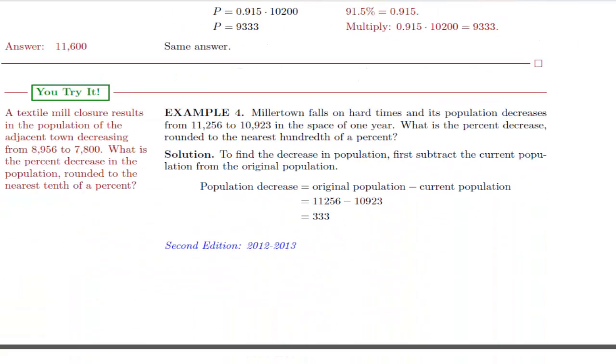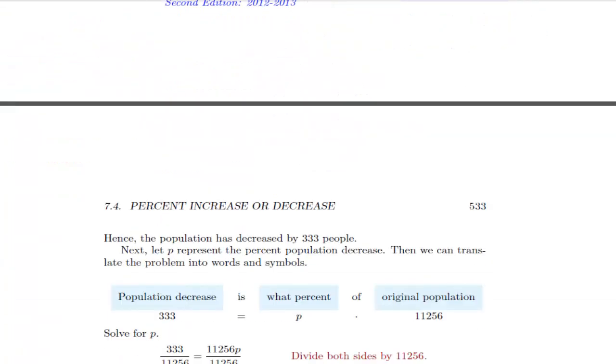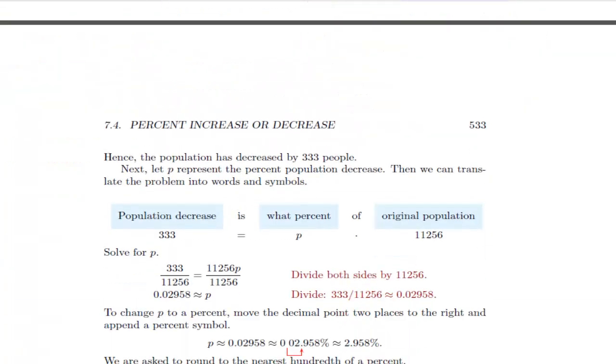Example 4. Millertown falls on hard times and its population decreases from 11,256 to 10,923 in the space of 1 year. What is the percent decrease, rounded to the nearest hundredth of a percent? Solution. To find the decrease in population, first subtract the current population from the original population. Population decrease equals original population minus current population, which is 11,256 minus 10,923, which equals 333. Hence, the population has decreased by 333 people.